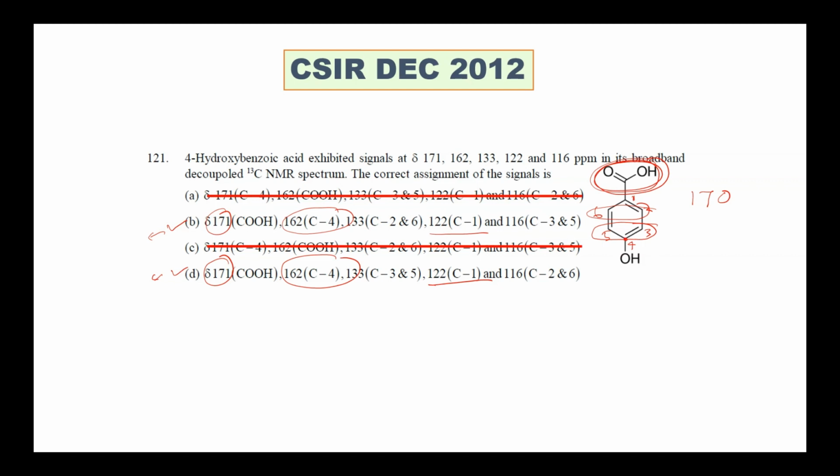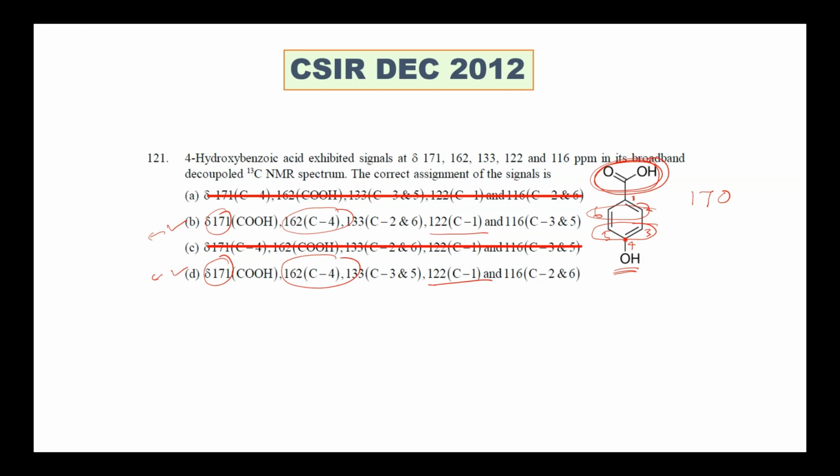It is benzene carbon which will come around 130. But since you have an oxygen which is electron withdrawing, it is withdrawing the electron, making the carbon of the benzene de-shielded, comes around 162. Okay, now fine. So we have to find out 2 and 6 carbon and 3 and 5 carbon.